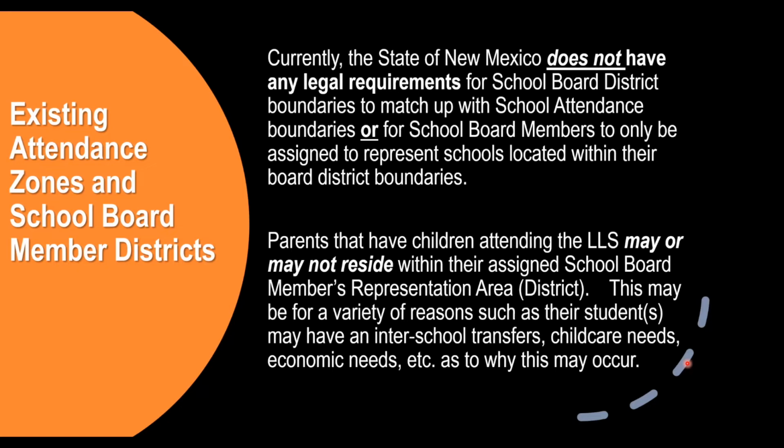Oftentimes parents have children that attend Los Lunas schools that may or may not live within their assigned school board representation area. So they might have students that attend a school such as Sundance, but may live in Peralta or Valencia elementary school zones. So they may live in a different district, but their students attend in an opposite one from where their school board members are elected.